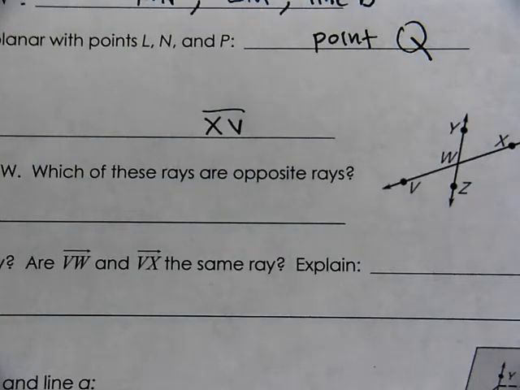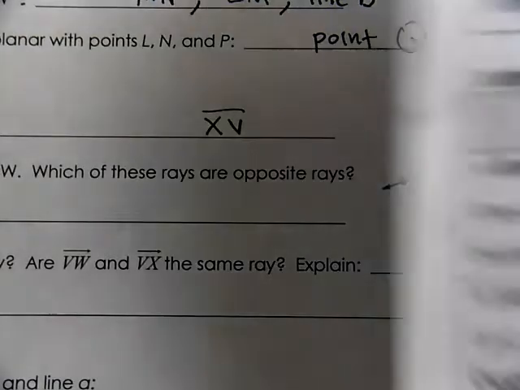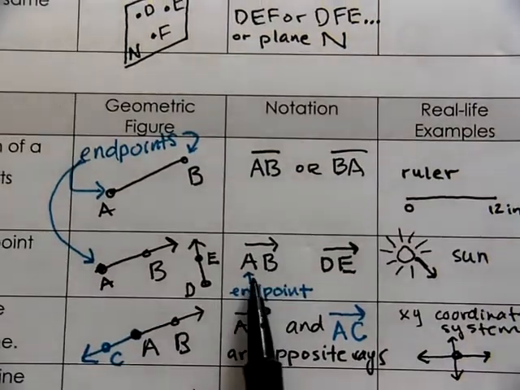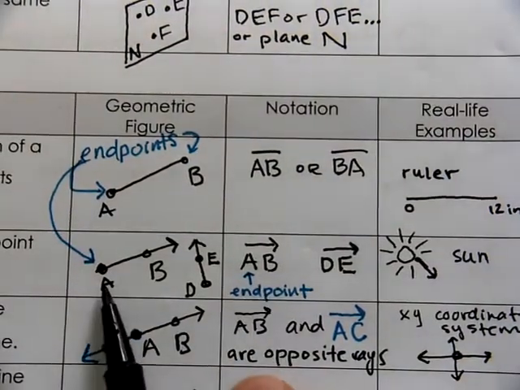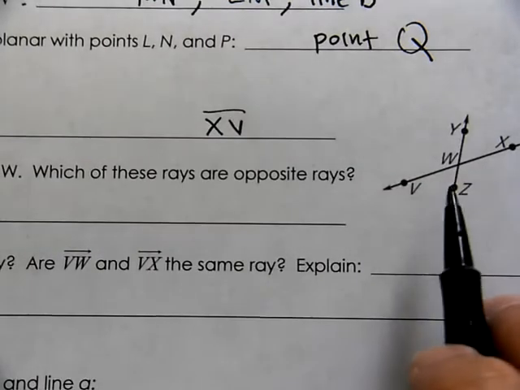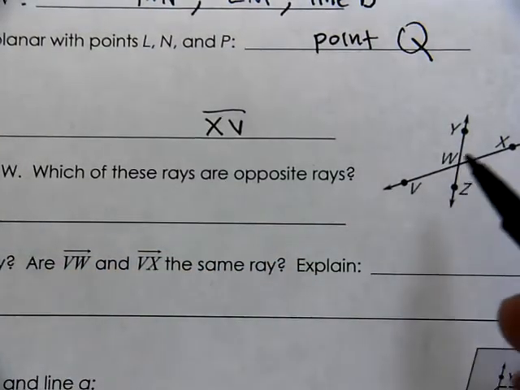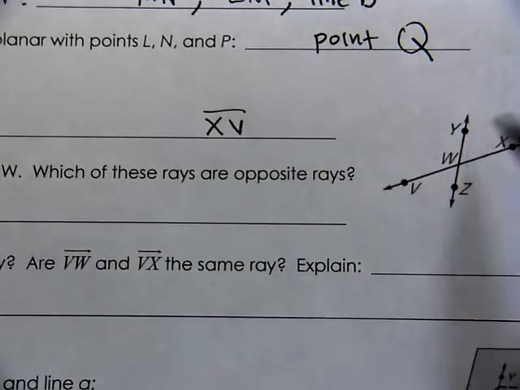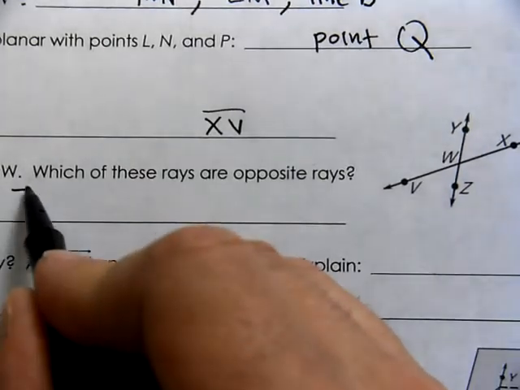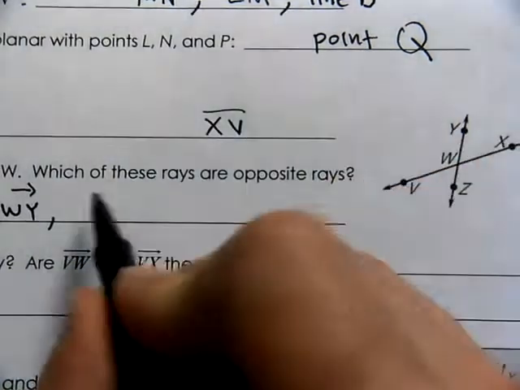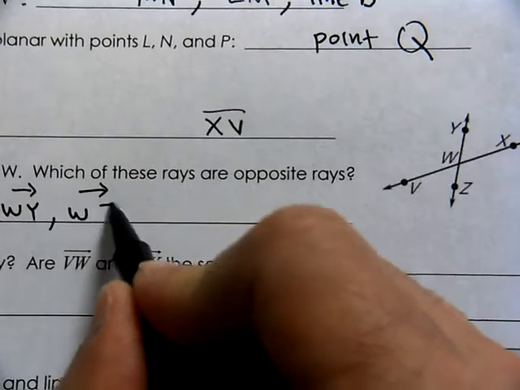Part B, name all rays with endpoint W. Now remember, we said that when naming rays, the endpoint is always listed first. We're starting at that letter and moving in a certain direction. So that means if we are starting off with endpoint W, that means W has to be listed first. So let's start at W and go up. So this would be ray WY. Let's start at W and go down. So this is ray WZ.